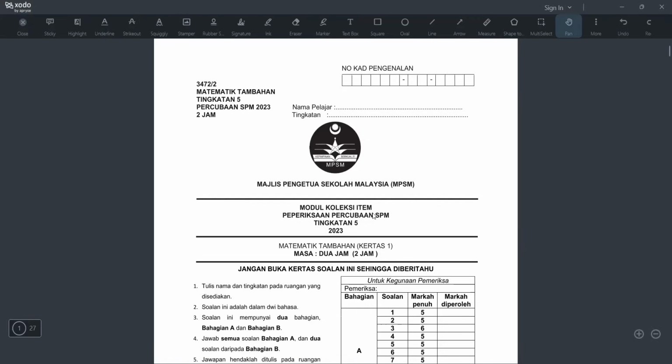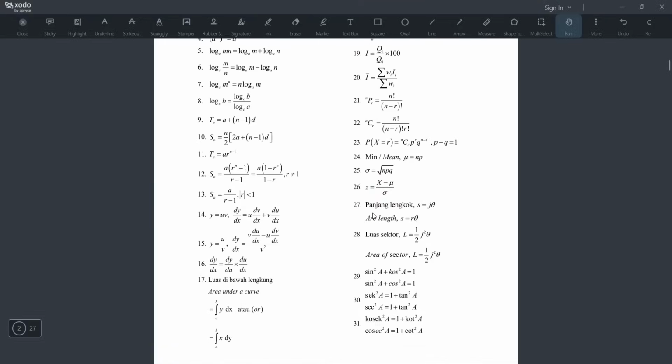So this is the Kelantan Addmaths 2023 Kertas 1. Okay, so let's just start.